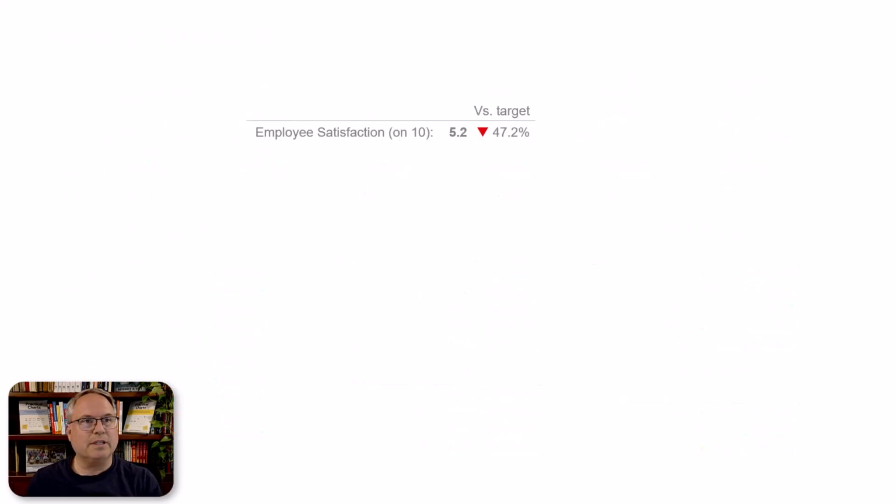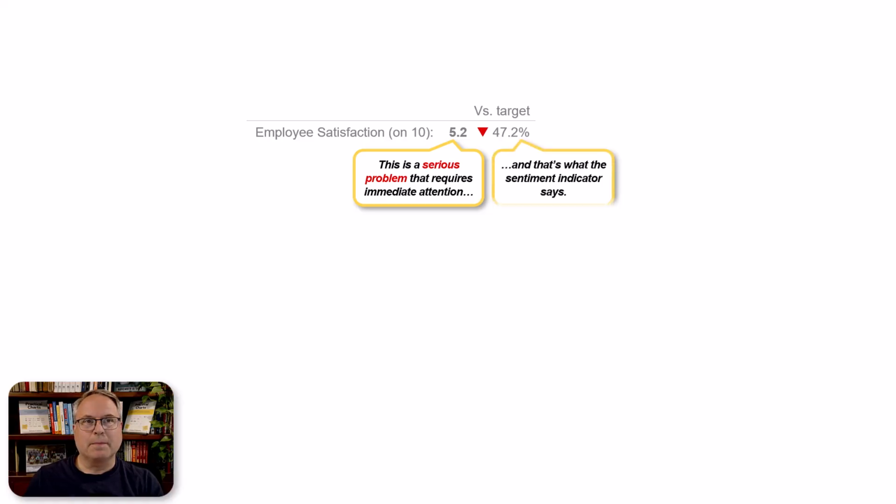If we have a closer look at some of the metrics on this dashboard, all right, well, employee satisfaction currently sitting at 5.2 on 10. We all probably agree that is not good. If our employees are giving us 5.2 on 10, we probably need to take action on it. And lo and behold, actually, this kind of worked on the dashboard. It looked bad, 47% below target. And so, great, kind of nailed it there.